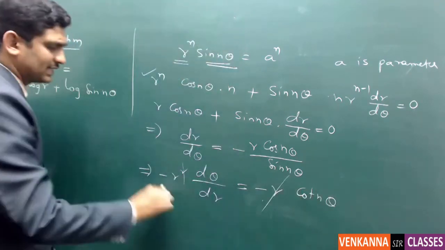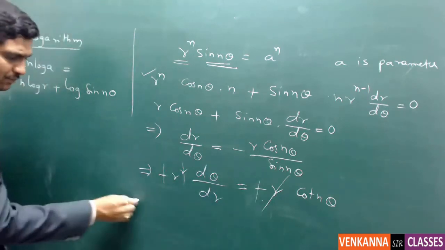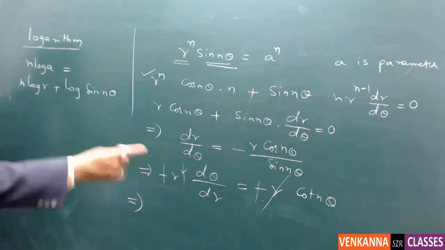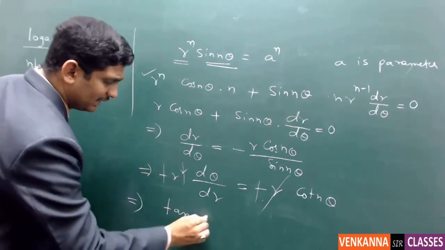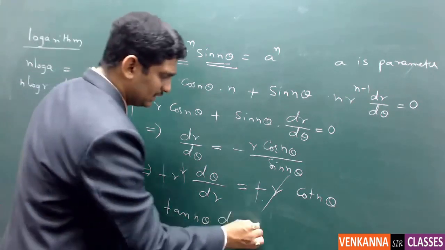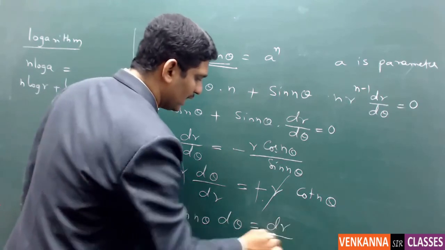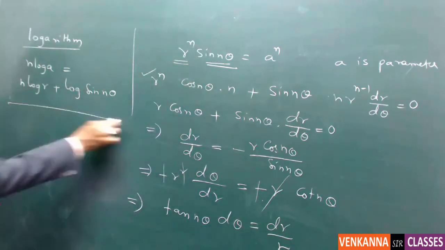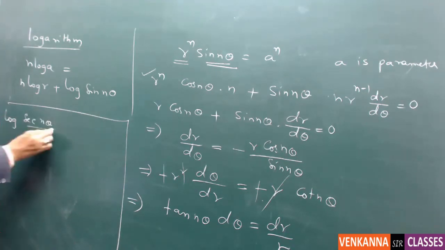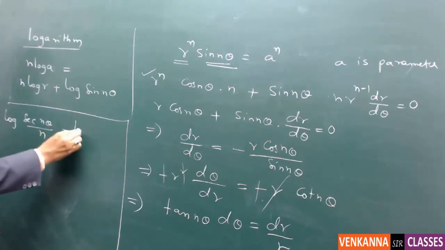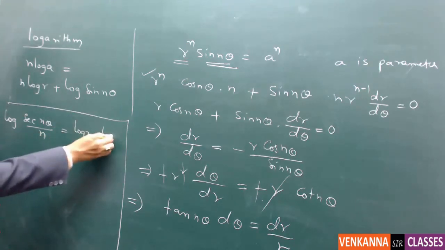So r square gets cancelled, minus gets cancelled. Let us go for variable separable. So tan n theta d theta is equal to dr by r. So doing integration, log secant n theta by n is equal to log r plus log c.